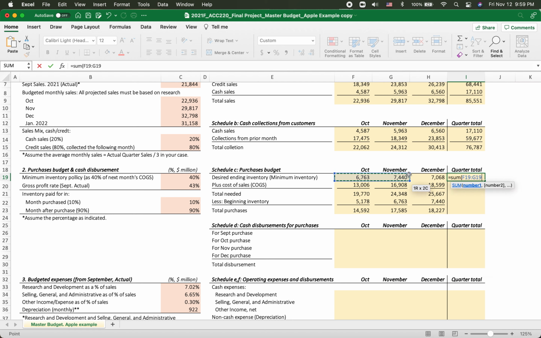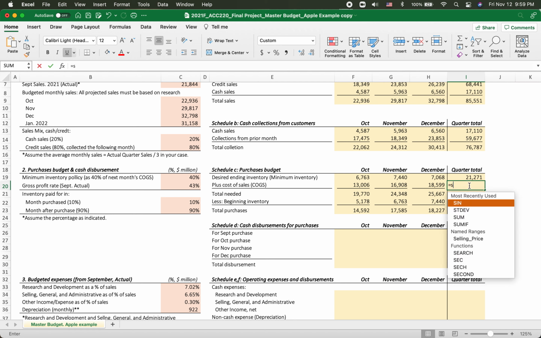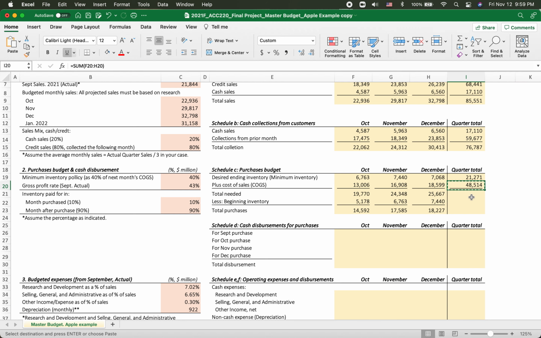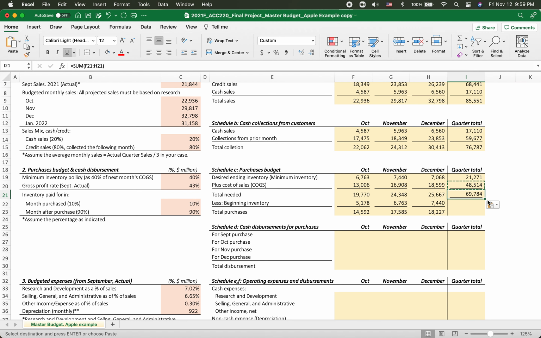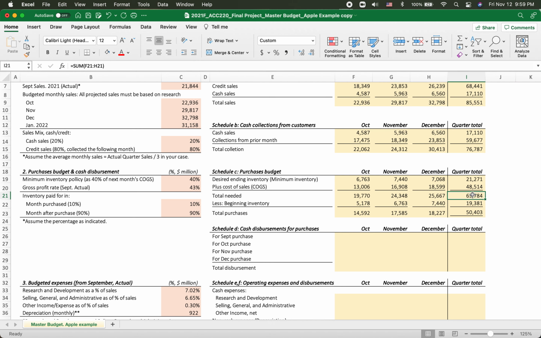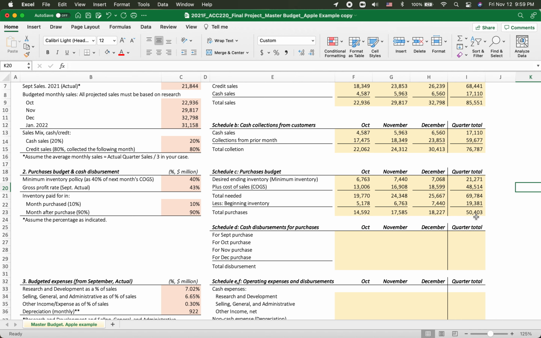Sum of these three numbers. Then it's the same way, sum of this number. Then let me just copy and paste, or just drag down, so that we collect everything. But I don't want this underline, this part as well. Okay.